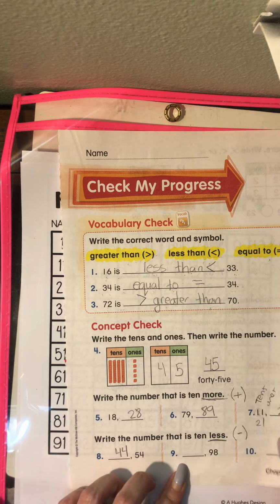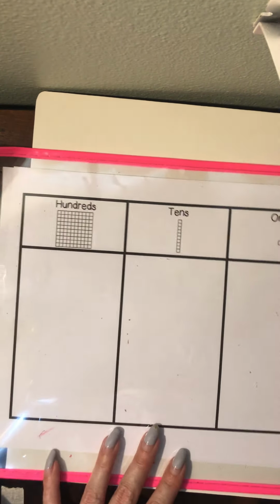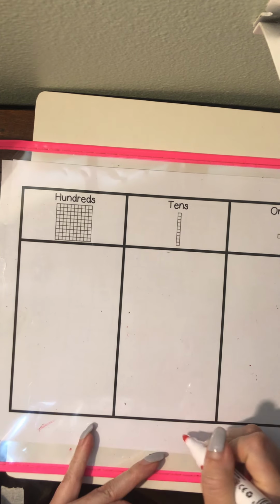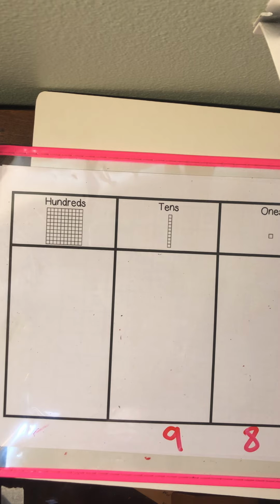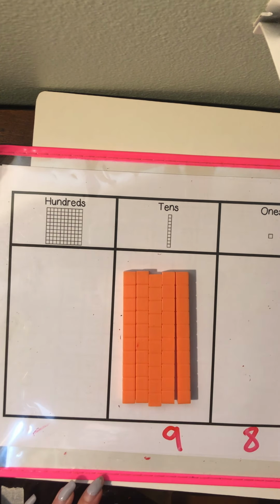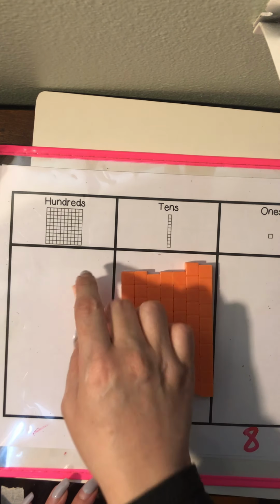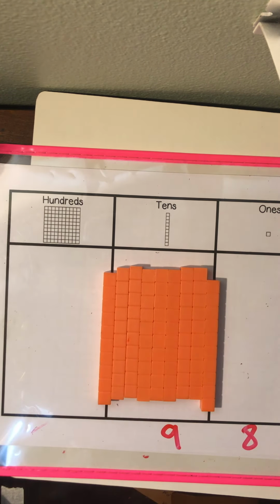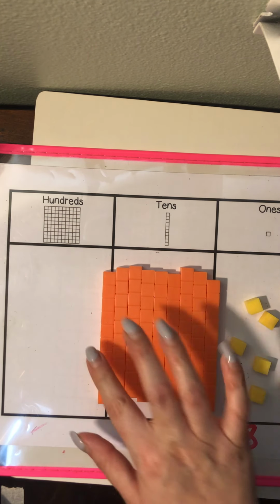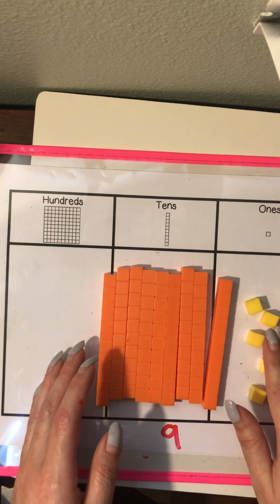Now I'm going to show you 98 with this chart. 98 means I have how many groups of 10? 98 means I have 9 groups of 10. 1, 2, 3, 4, 5, 6, 7, 8, 9. And 8 ones. 1, 2, 3, 4, 5, 6, 7, 8. Perfect. If I were to add up all of these squares, I would have 98. So I have 9 groups of 10 and 8 ones.